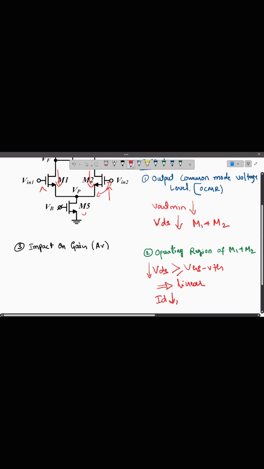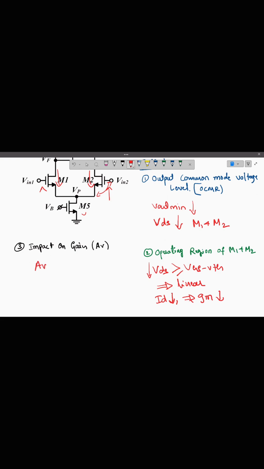This decrement in the ID will result in what? The decrement in the GM, because GM and ID are proportional to each other. So this results in the third impact, which is your gain. So now what is gain? AV is nothing but GM times R naught or R out. As current is getting decreased because of the linear operation, the GM will also go down. Since the GM is going down, the AV will also go down.